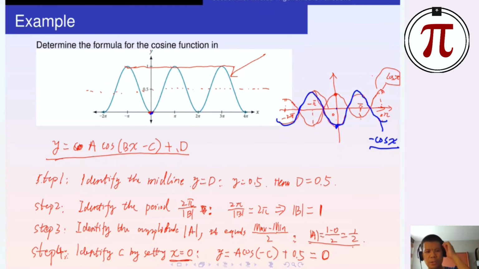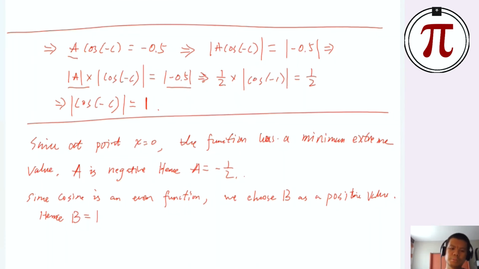So you may choose negative 1, but because cosine is an even function, in the end, if you choose a negative 1 instead, then the c value will be the negative of the one if we choose positive. So because cosine is an even function, we have the freedom to choose either positive or negative for b, and then we determine the value for c. So for now we may choose b equals 1.